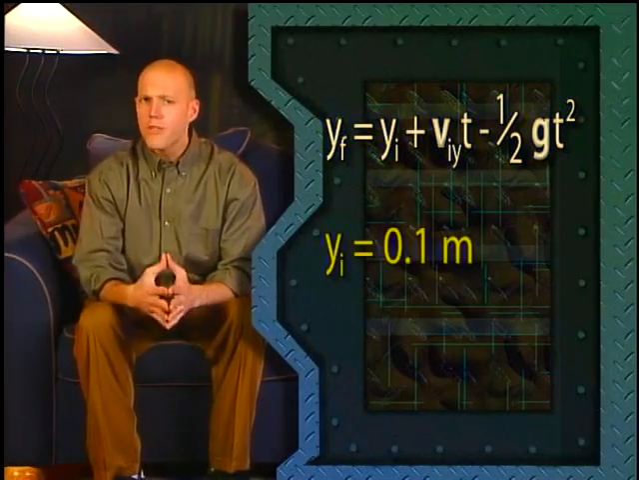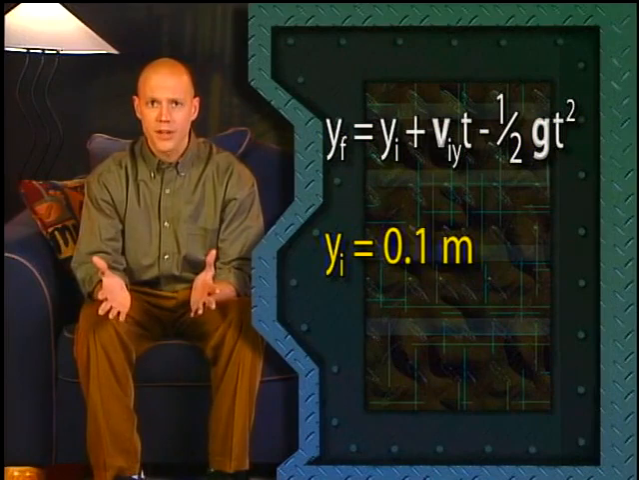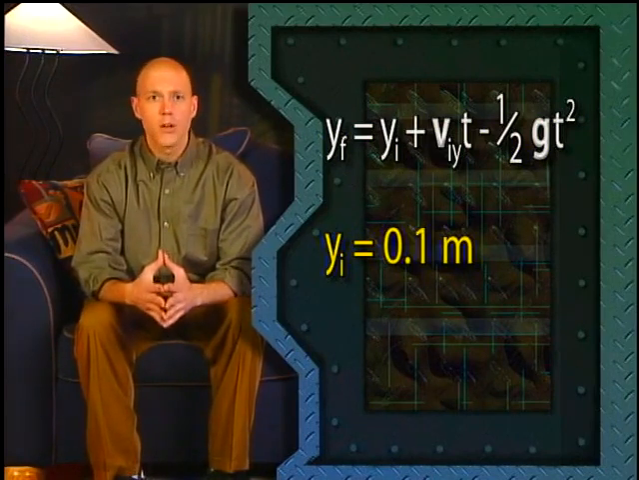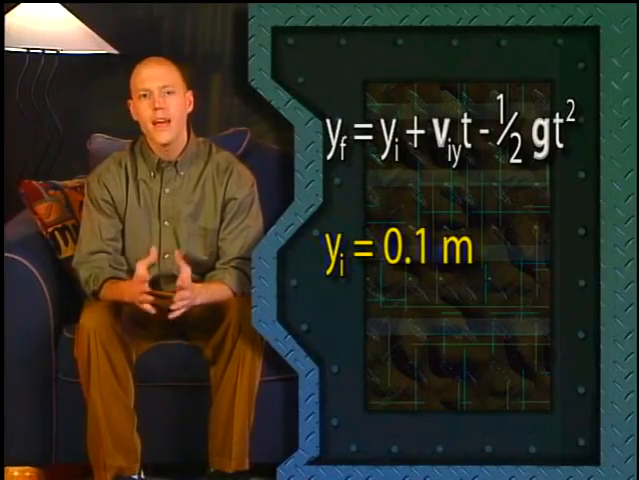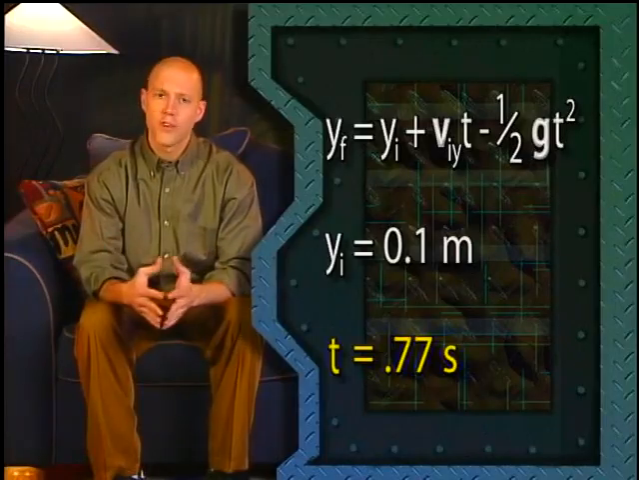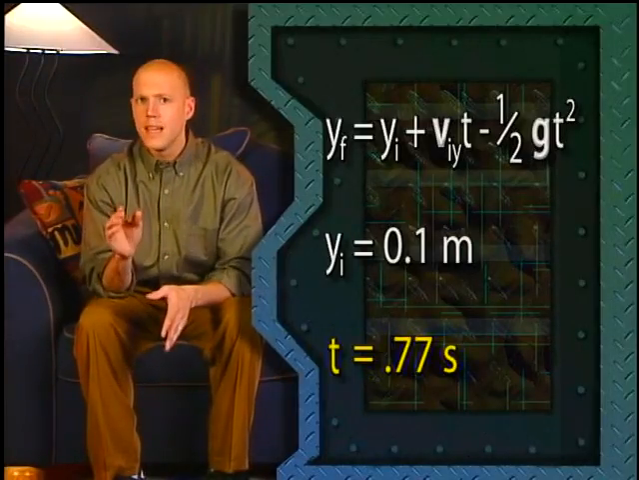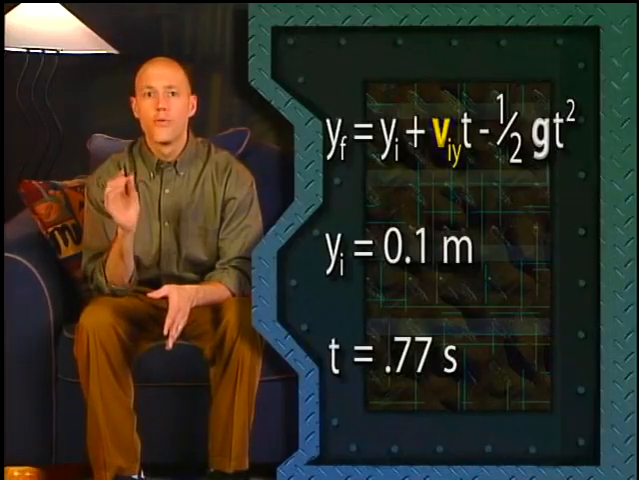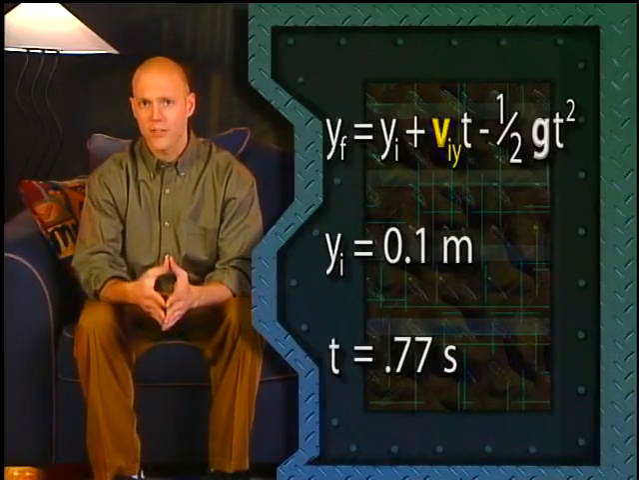So far, we've gotten y sub I, which we were given. The ball is 1/10 of a meter above the ground when it's hit. And we've got time, 0.77 seconds, which we've just figured out. Now, we need v sub iy, the vertical component of the initial velocity.